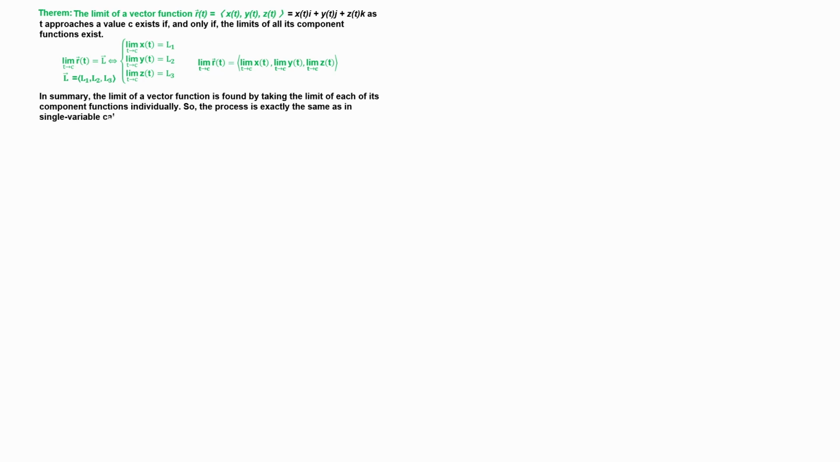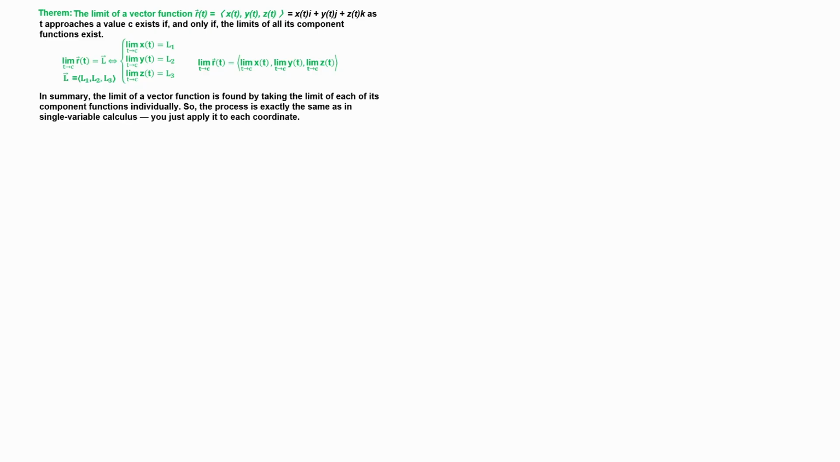Because of this equivalence, the process of finding the limit is straightforward and surprisingly simple. Since a vector function is constructed from component functions, it is enough to calculate the limit of each component separately, using the standard rules of scalar calculus. In summary, the limit of a vector function is found by taking the limit of each of its component functions individually. So the process is exactly the same as in single variable calculus. You just apply it to each coordinate.